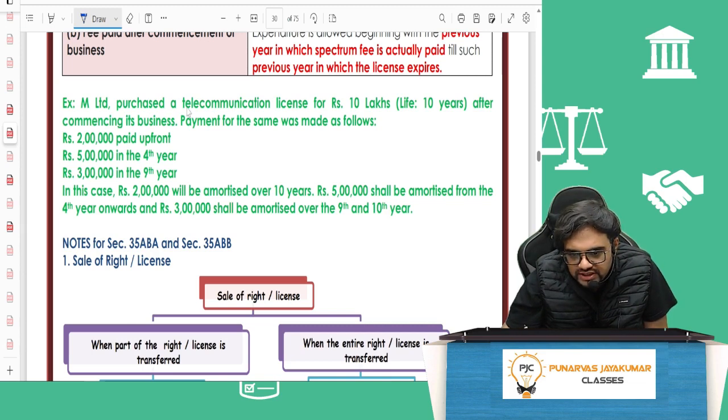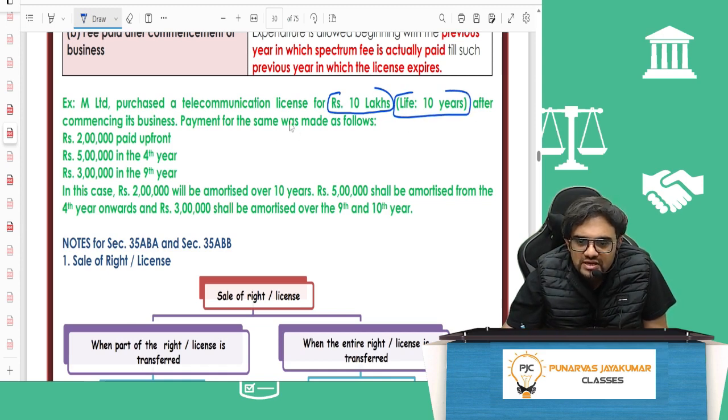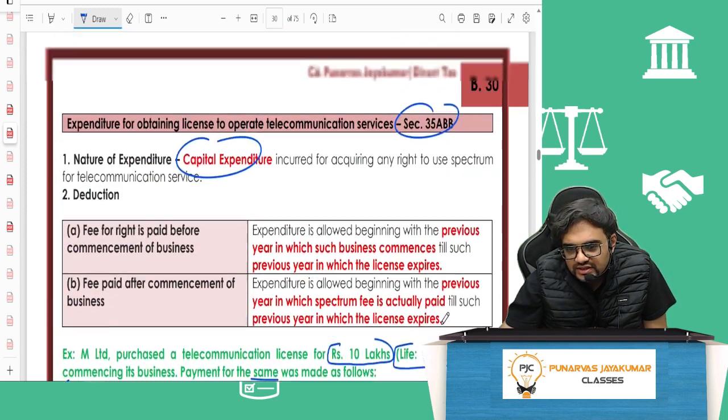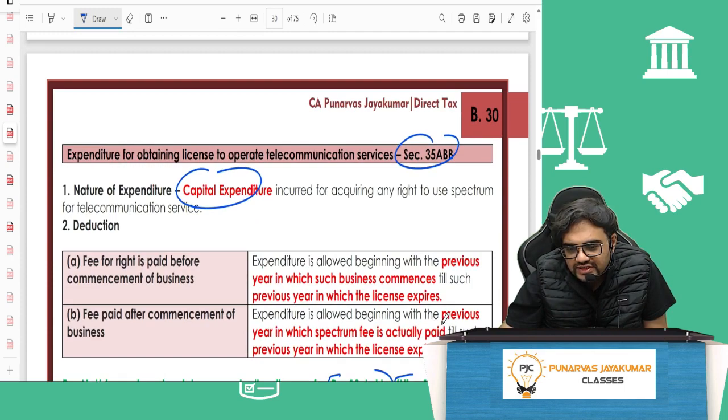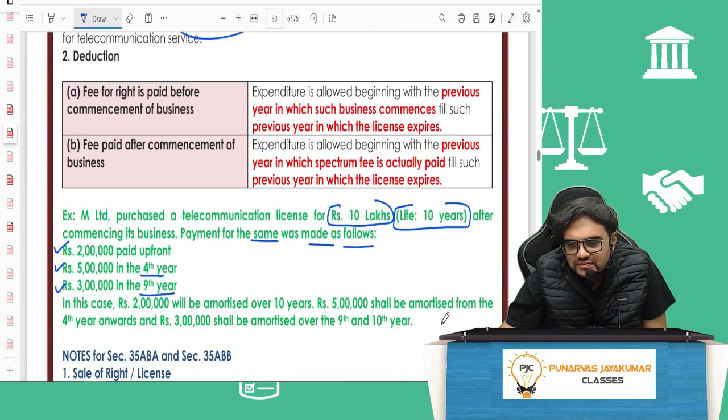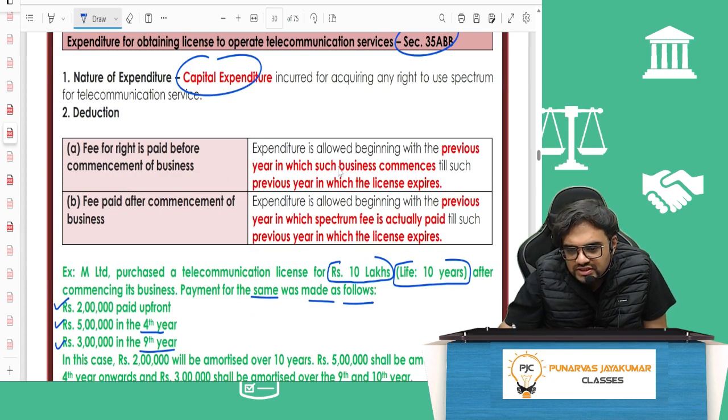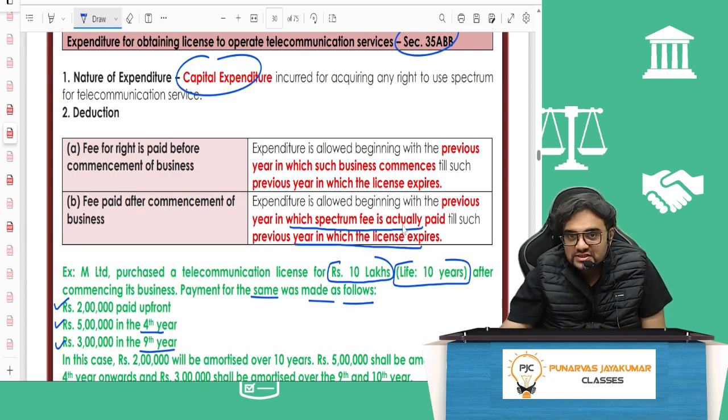M Limited purchased a telecommunication license for 10 lakh rupees. Life was 10 years. After commencing its business, payment for the same was made as follows: 2 lakh rupees upfront payment, 5 lakh rupees in the 4th year, 3 lakh rupees in the 9th year. So what are they telling here? Fee for right is paid before commencement of business, and after commencement of business, how much will it be? Previous year in which the spectrum fee is actually paid till such year in which the license expires.